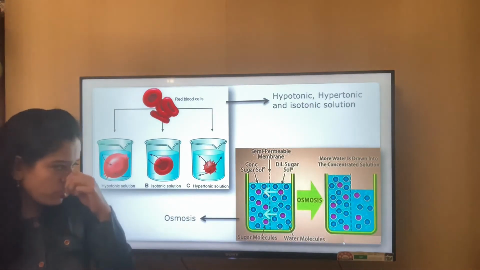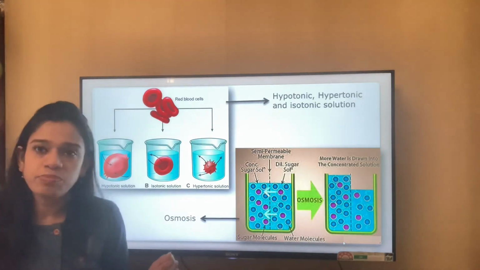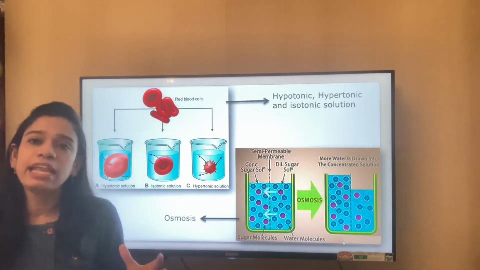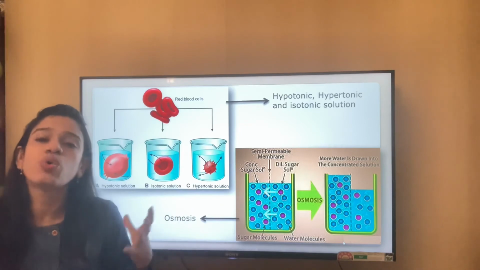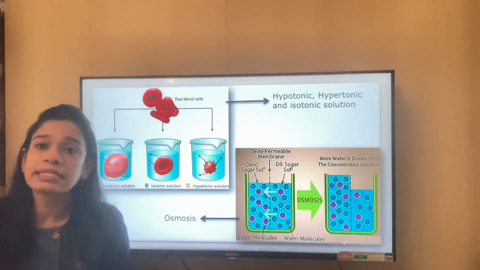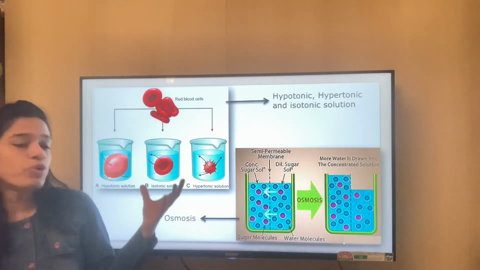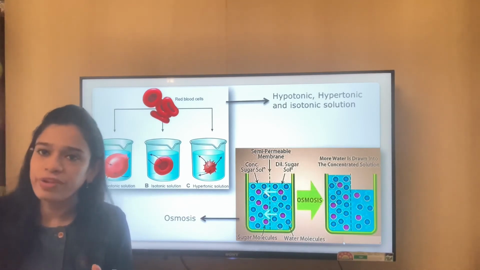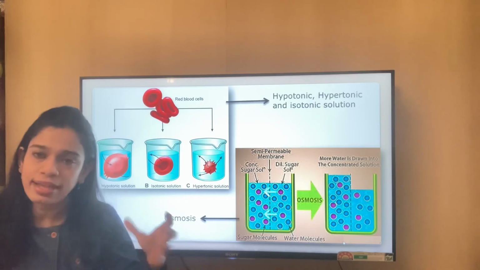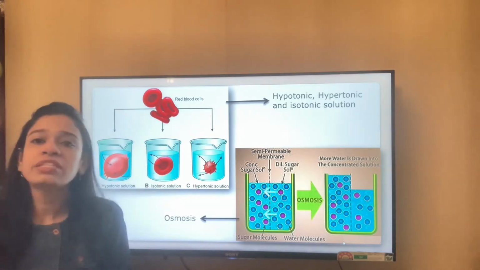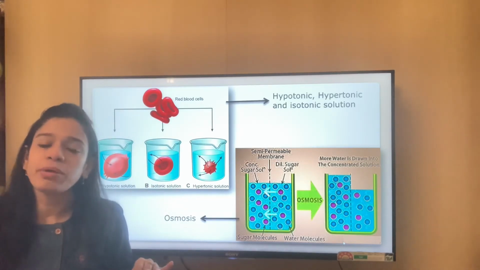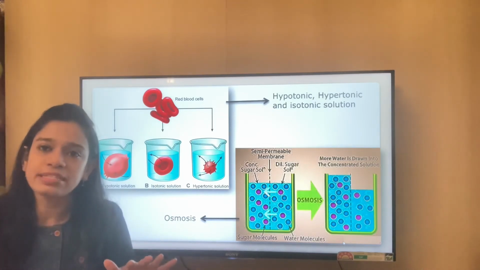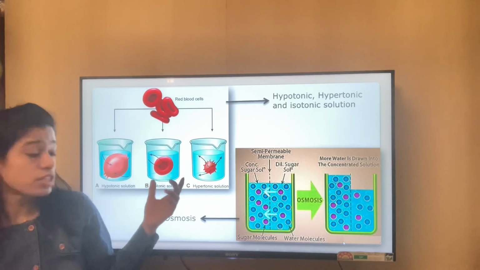Now, because of the selectively permeable membrane, if you put a cell in different solutions, you are going to see differences in the cell. If you put it in a solution having an equal concentration of solvent molecules both inside the cell as well as in the beaker, the cell remains in more or less an equilibrium condition. The cell remains the same.